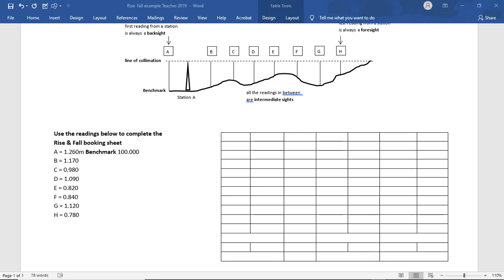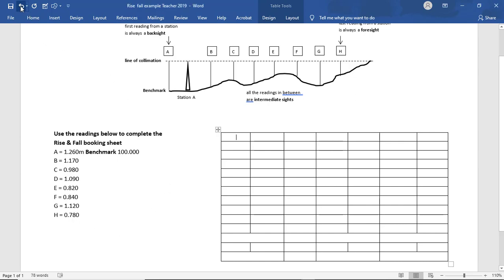Hi everyone. Today we're just looking at a basic booking sheet, a rise and fall booking sheet. We'll just go through the basics. We have our instrument set up there. There's our line of collimation, our level line, which all the readings are taken from. Here are our readings, A, B, C, D, E, F, G, H, and here are the heights recorded over here.